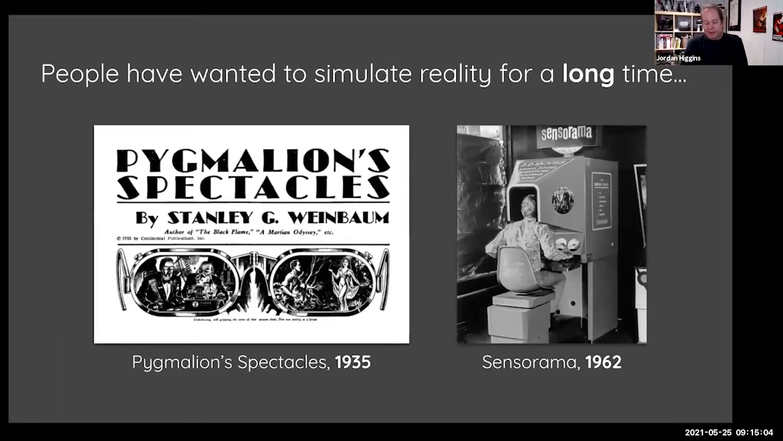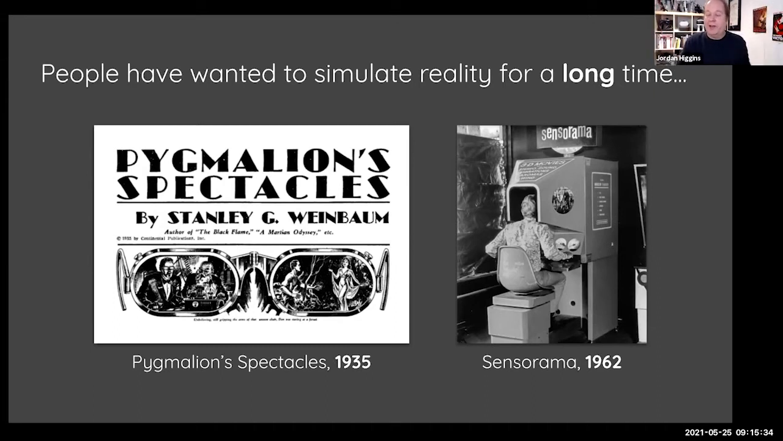So let's take just a step back though. People have wanted to simulate reality for a very, very long time. One of the earliest ideas of goggles comes from a science fiction short story called Pygmalion Spectacles, that involves somebody being able to see things that weren't really there when they wore these glasses. And then fast forward another 30 years, there's a device called the Sensorama.